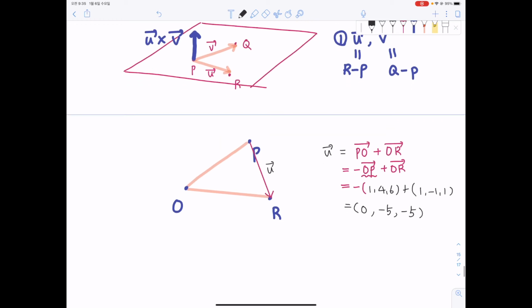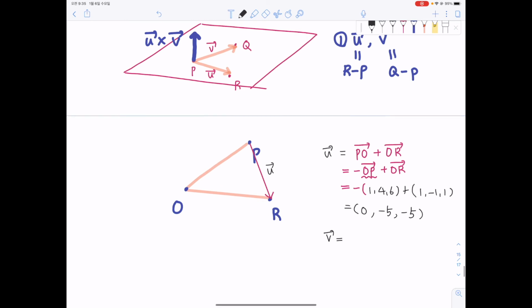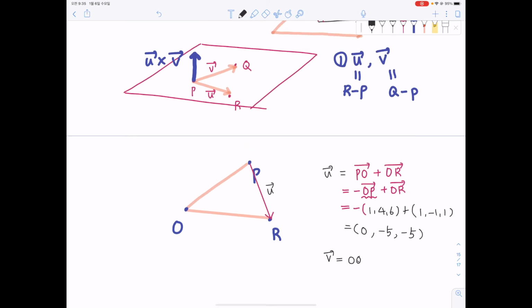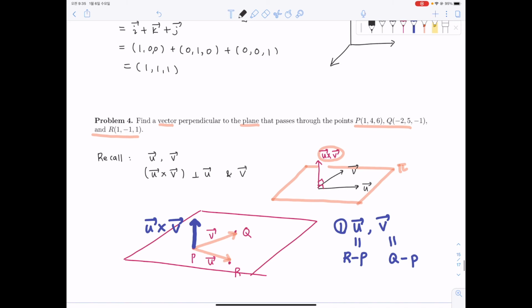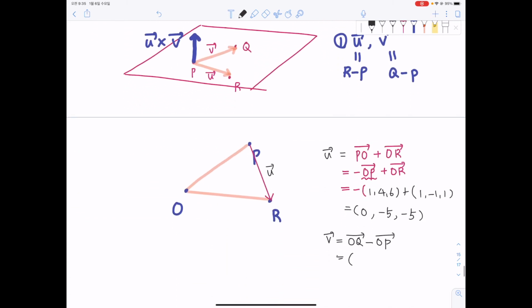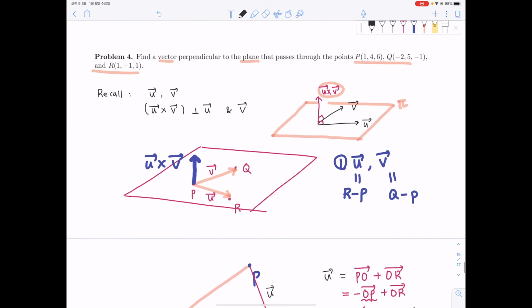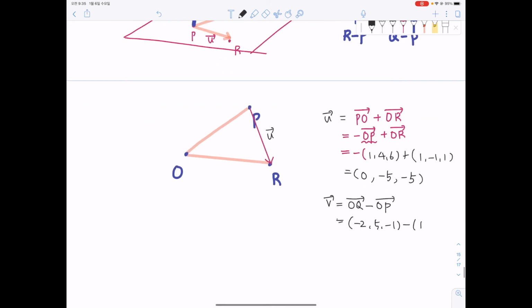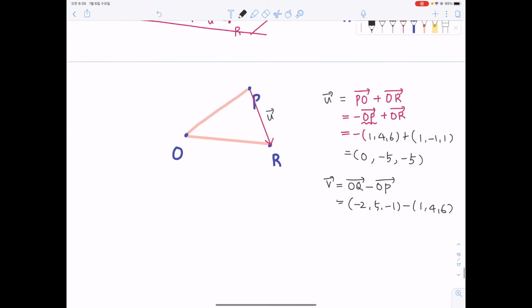So we calculate the u, and v is Q minus P. Our Q is minus 2, 5, minus 1. And P is 1, 4, 6. Okay, so it is minus 3, 1, minus 7.